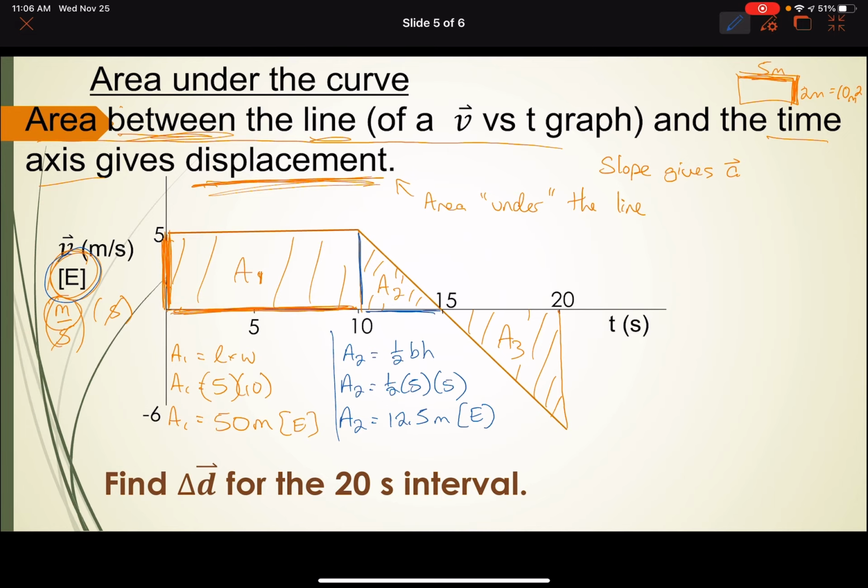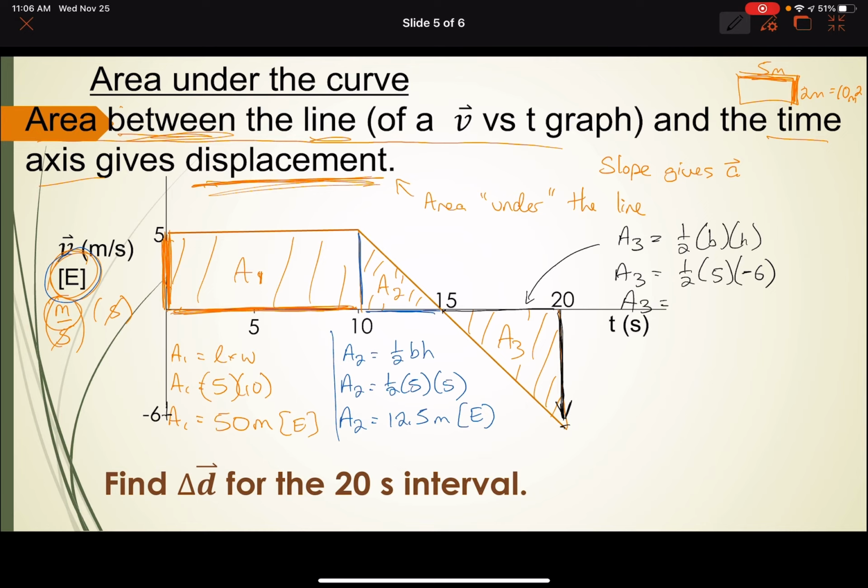Let's do area 3. Let's go black up here. And we're going to say area 3, also a triangle, 1/2 base times height. Base right here, still 5. The height looks like up to -6. I'm not sure if that's possible. It looks like if it's a straight line, it probably would go through 5, but let's just pretend this thing goes through -6, okay? So the height here, because it's below the time axis, is a negative.